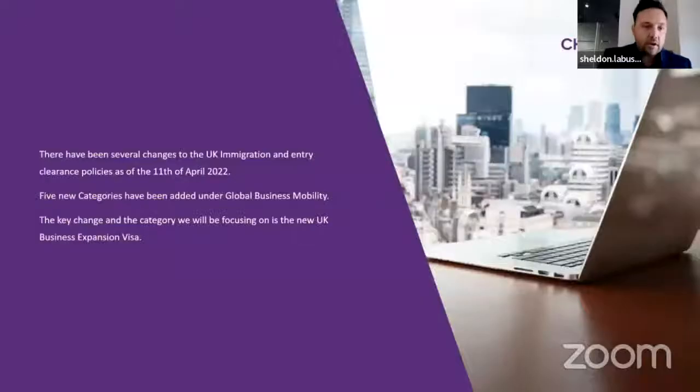So let's have a quick look at this. As I mentioned at the beginning of my talk, there have been several changes in the UK, specifically regarding entry clearance. That was changed as recently as the 11th of April. There's been 5 new categories that have been introduced in the UK. They've ring-fenced those categories under the global business mobility sector. So we'll be specifically focusing on one of those sectors, which is essentially the business expansion visa in the UK.